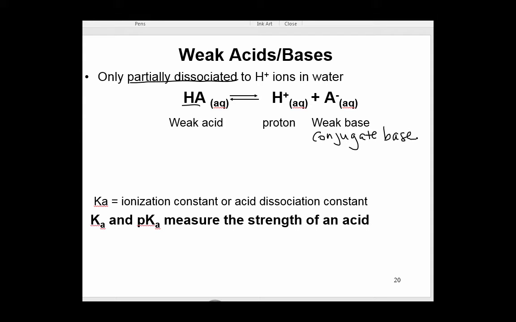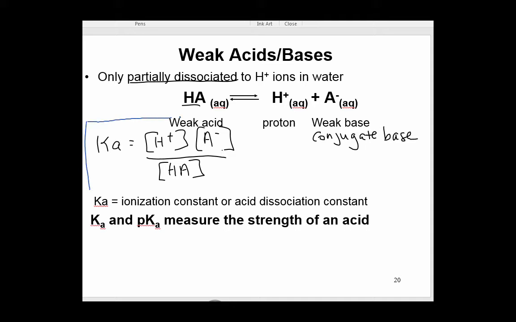Okay, so what's the equilibrium expression for a weak acid? This is referred to as Ka. And again, it's going to equal the concentrations of products, the proton over the concentration of the conjugate base, over the concentration of the weak acid. We need to know this expression, so we're going to put that in a blue box because that's important to know.